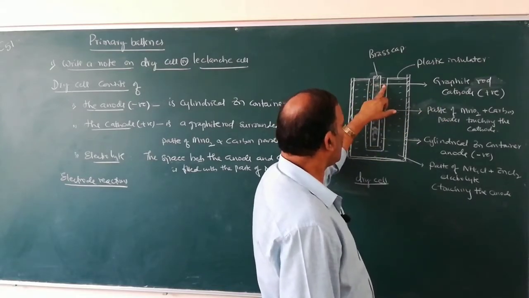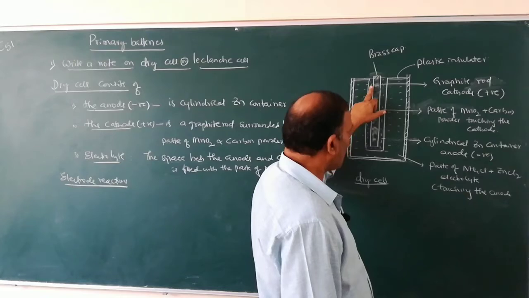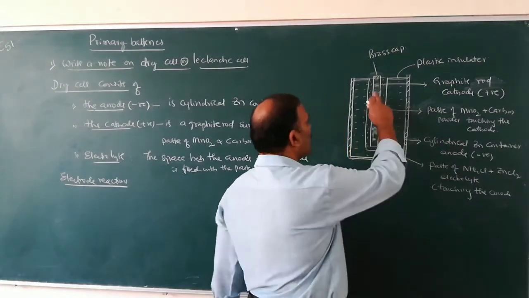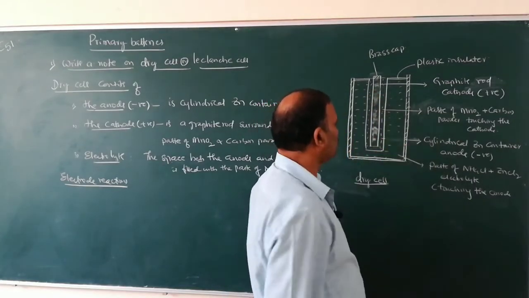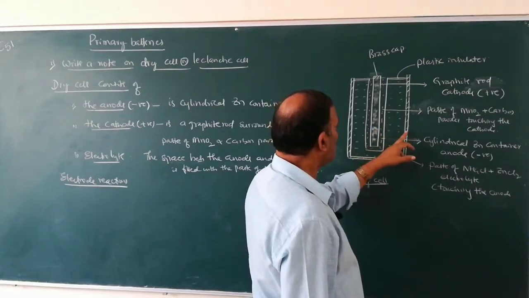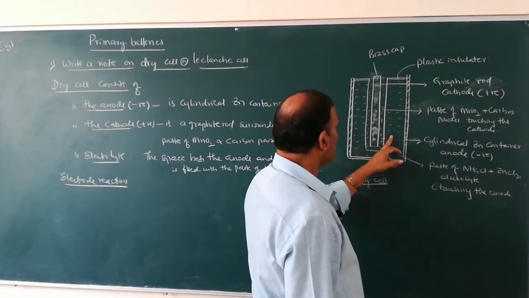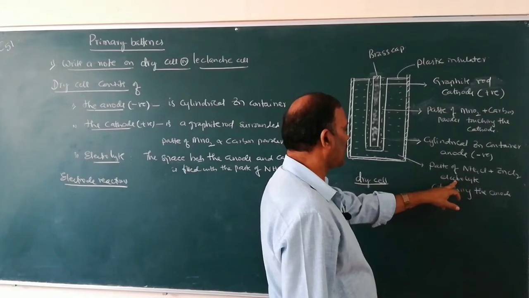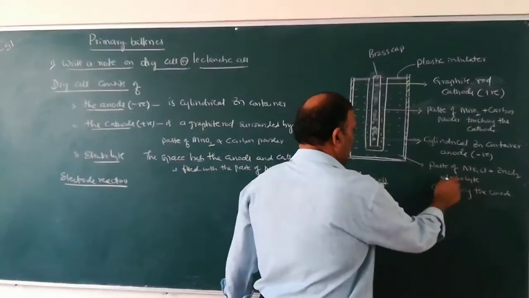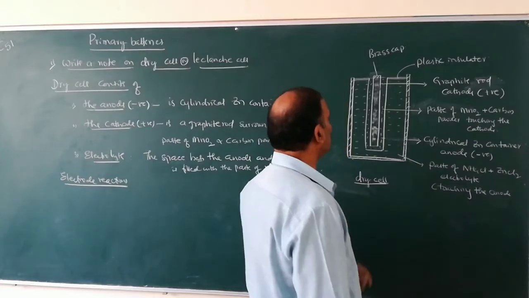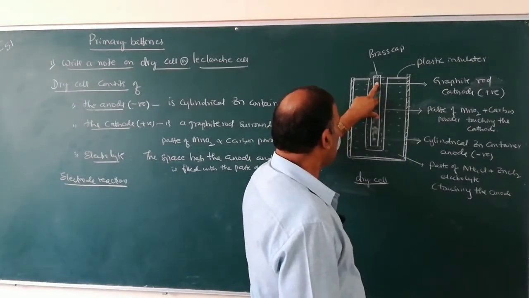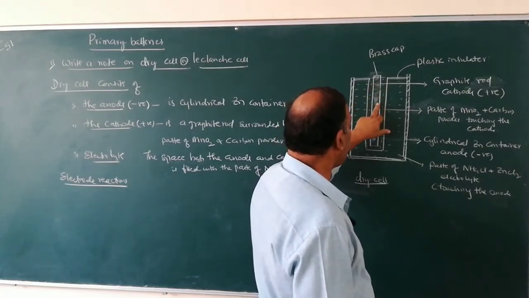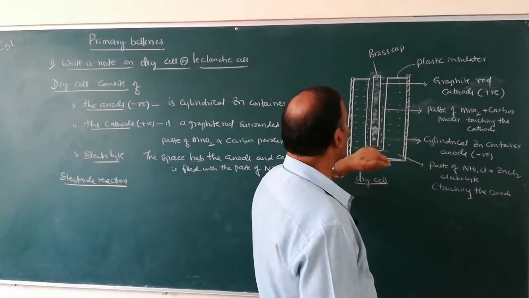Around the graphite rod or the cathode there is a paste of manganese dioxide and carbon powder. So this is the paste of manganese dioxide and carbon powder. In between this anode and this cathode there is electrolyte which is the paste of ammonium chloride and zinc chloride. This is the electrolyte. So cathode is the graphite rod surrounded by manganese dioxide and carbon powder.